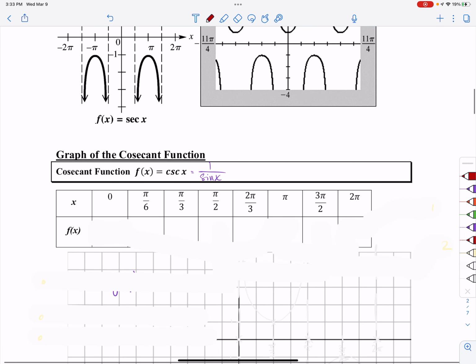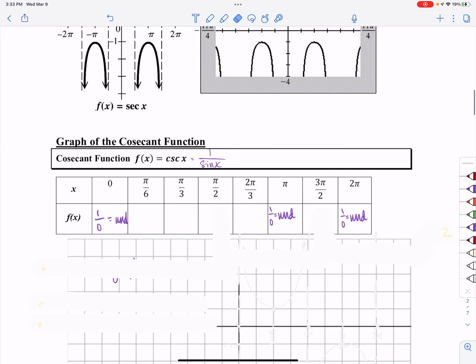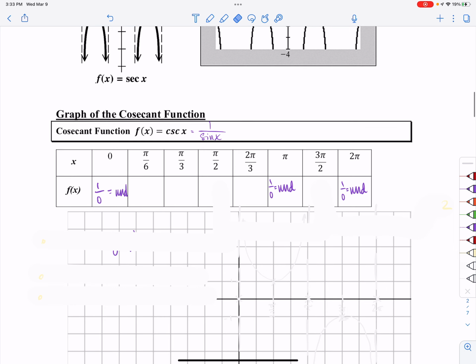All right, so when you go to your unit circle, if you look at the position of 0, pi, and 2 pi, all three of these have a sine value of 0, which means that my cosecant value is going to be undefined. So these are the three main ones that I'm going to be paying attention to.